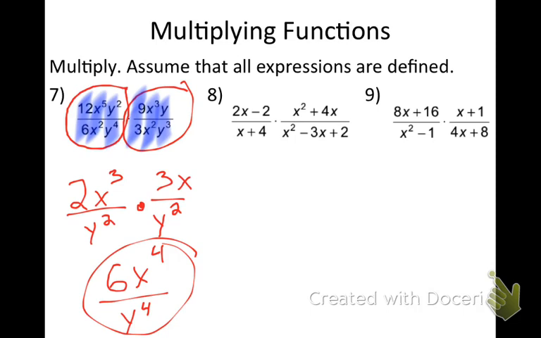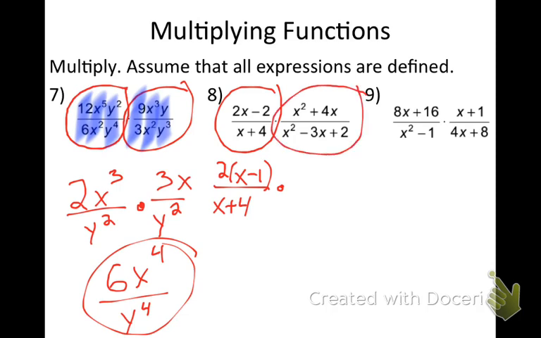Number 8. Now I'm going to look at the first fraction here. Can I factor that top one? Yes, I can. What do they both have in common that I can pull out? A 2. So I pull a 2 out, giving me x minus 1 over x plus 4. Nothing can happen to the bottom. Times, now I do my second part here. If I look at my numerator, x squared plus 4x, what do they both have in common that I can pull out? X. So I have x parentheses x plus 4. Over, now the bottom has a trinomial. Two numbers that multiply to get 2, add to get negative 3. So I get x minus 2 and x minus 1.